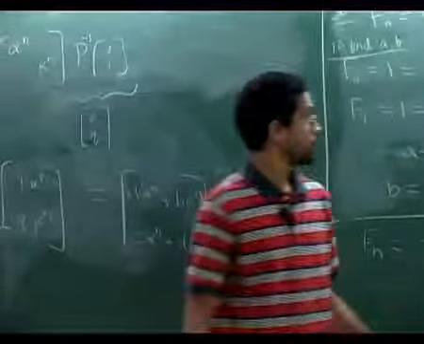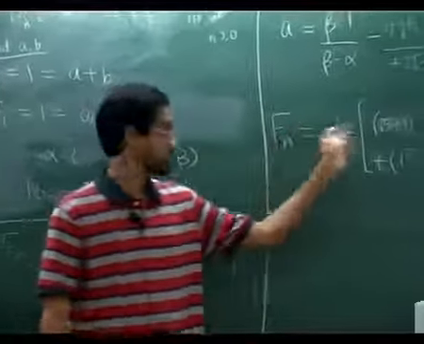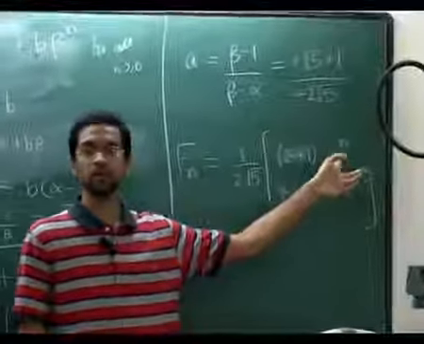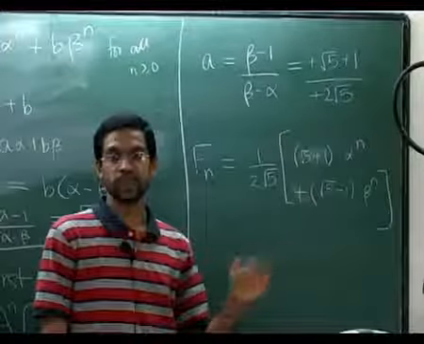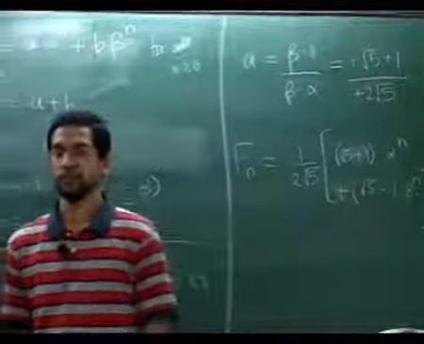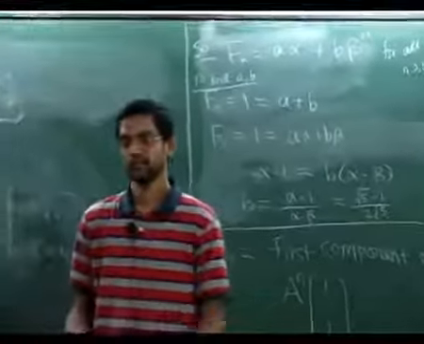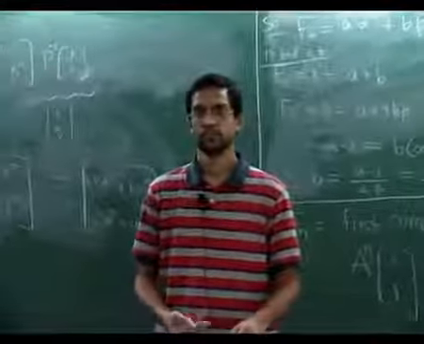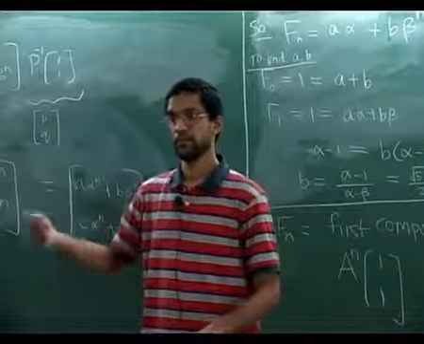It says this final answer is always some natural number. So if you take the nth power of (1 plus root 5) by 2, multiply it by this, you add it to this and divide by 2 root 5, the answer is an integer. Okay, and that integer is exactly the nth Fibonacci number. So here's a formula for the nth Fibonacci number, and this method by itself works in general.